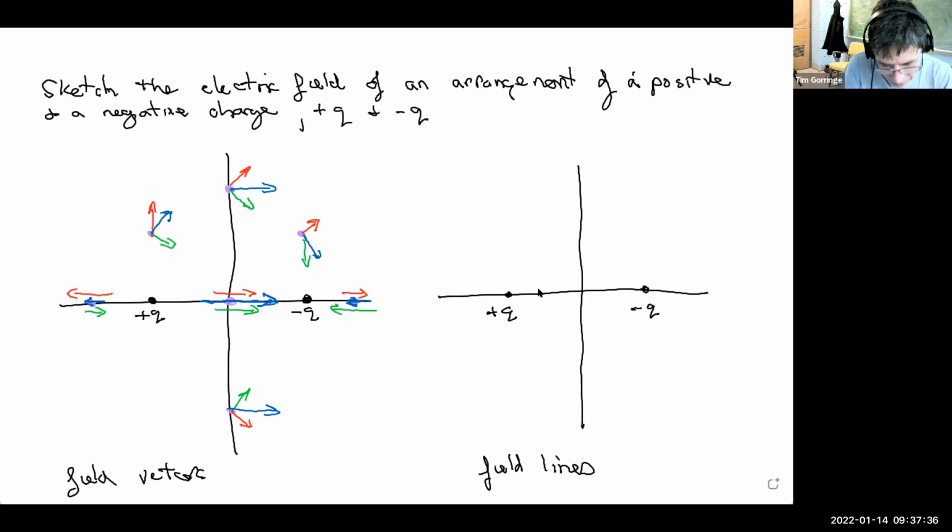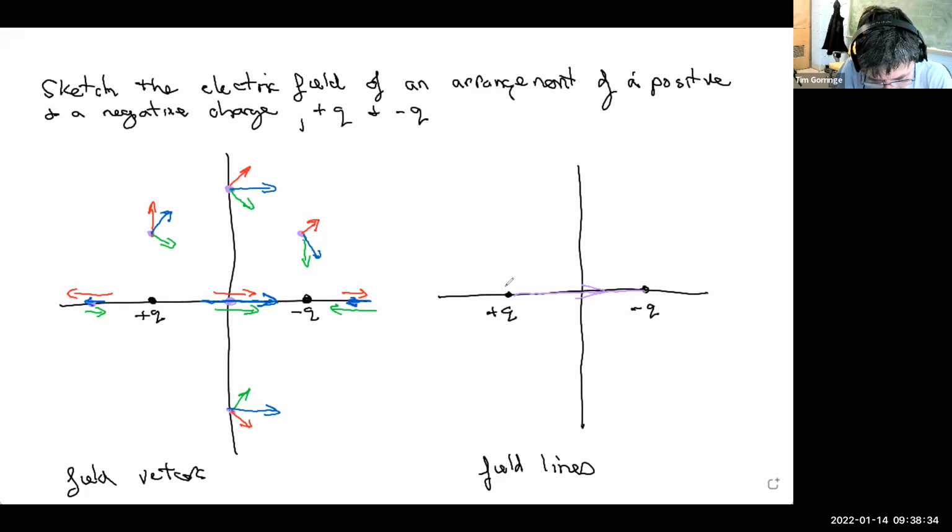Okay, so let me start adding some field lines. Here's one field line I'm going to start with. It's a field line that runs straight from the positive charge to the negative charge. And we know field lines begin on positive charges, end on negative charges. And I'm guided by the fact that, for example, at the origin, the field is from the left-hand side to the right-hand side.